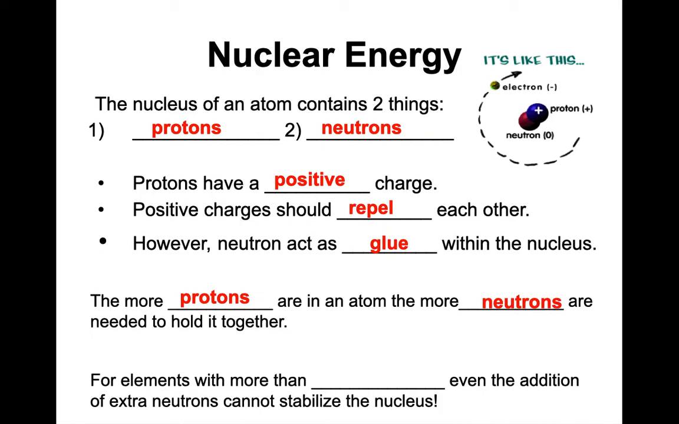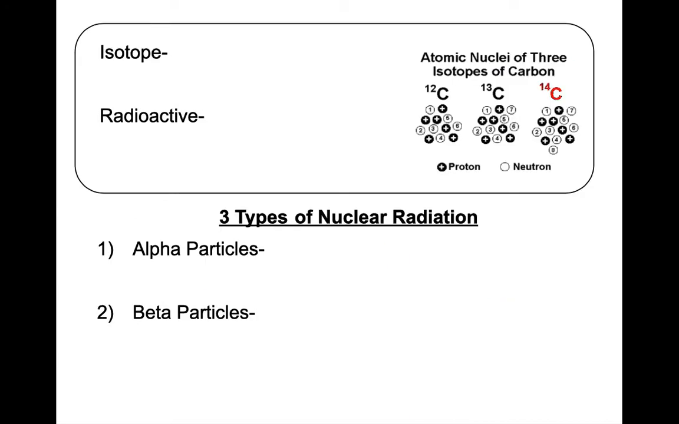But for certain elements, larger, heavier elements, those that have more than 83 or so protons, even the extra neutrons cannot hold together that nucleus as effectively. And so these are the elements that we typically think about as the radioactive elements. Okay. And radioactivity and nuclear energy are two topics that go together.